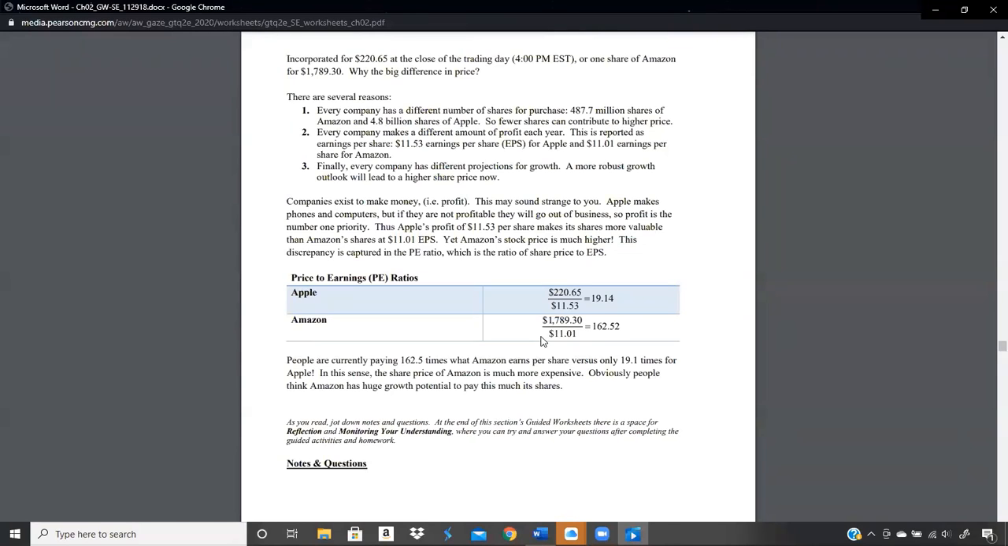Now it's at about 3,200. So it's almost doubled since this page was printed a couple of years ago. That's insane.